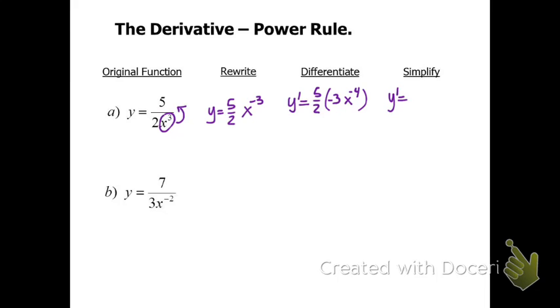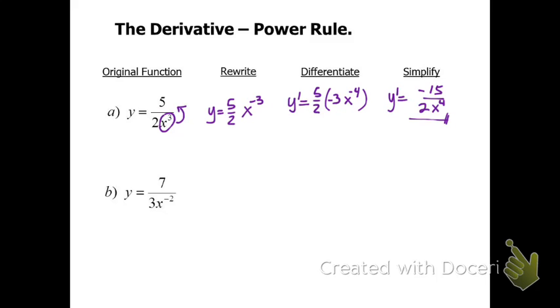So I will have what? A negative 15 divided by 2 times x to the fourth. Okay, that's going to be your answer. That's your answer in the first example.